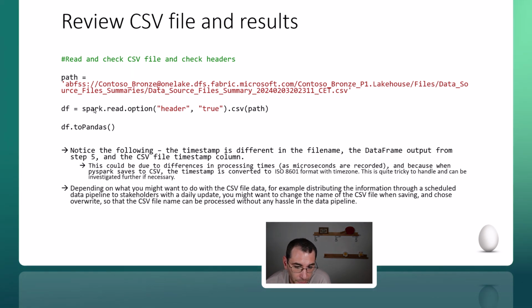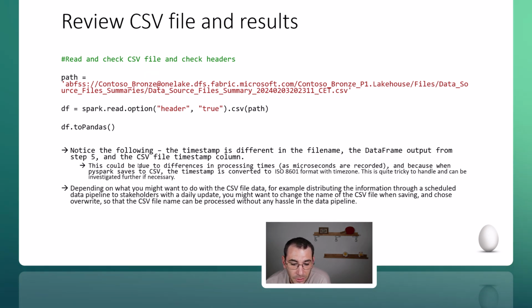We load the information into the data frame from the CSV file. Again, we have to add the option header true because we created headers in the CSV file, so that we can view it properly and review the headers. And we have data frame to pandas to view it. And do notice that in this case, the timestamp is different in the file name than we have it in the data frame output, the format.